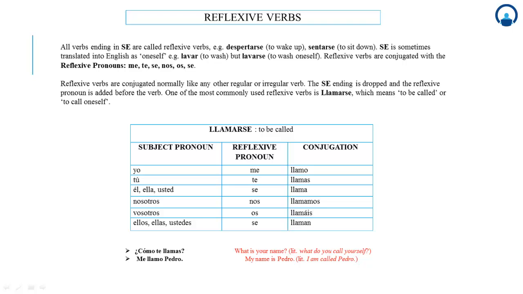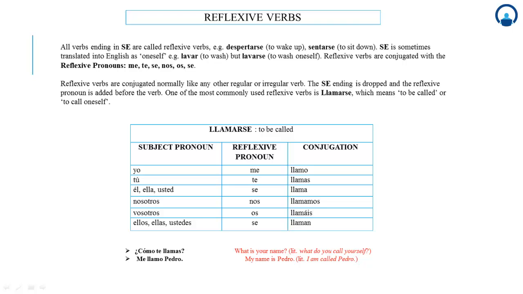Note the difference that even if se, that is the third person singular and third person plural, has the same reflexive pronoun, here we can note the difference. Here it is llama and llaman. And for emphasis purposes, we can write the subject pronouns also. We have taken some examples down here. Suppose there is a question called ¿Cómo te llamas? This means what is your name? But if we translate this in literal English, it would be what do you call yourself? But we don't say it like that in our normal day-to-day talks.